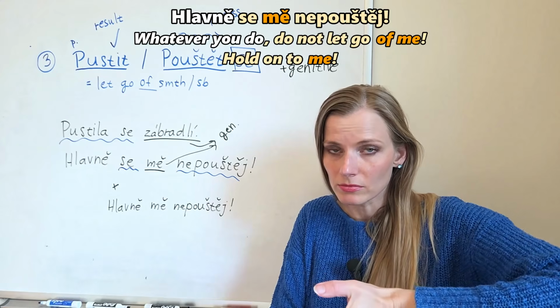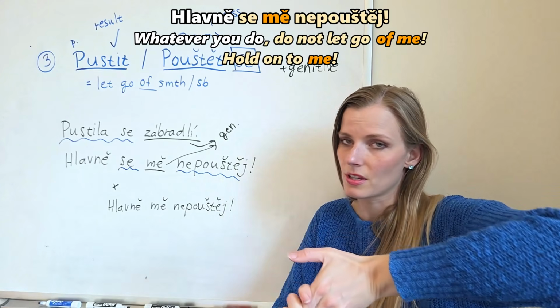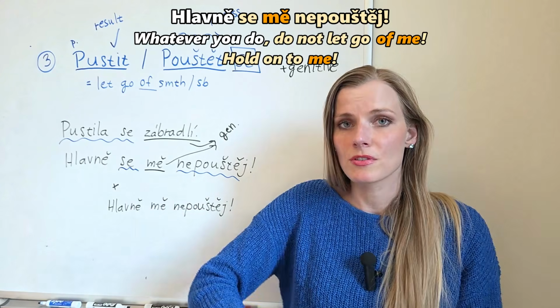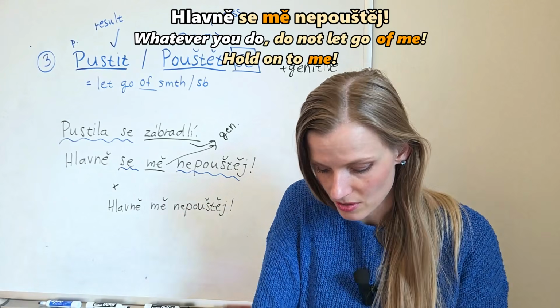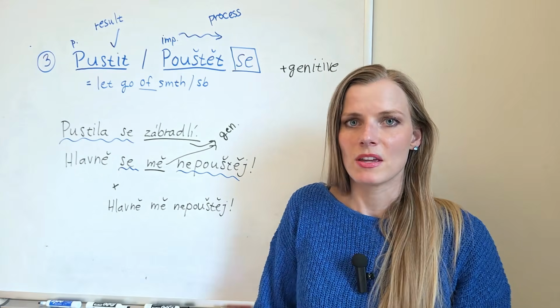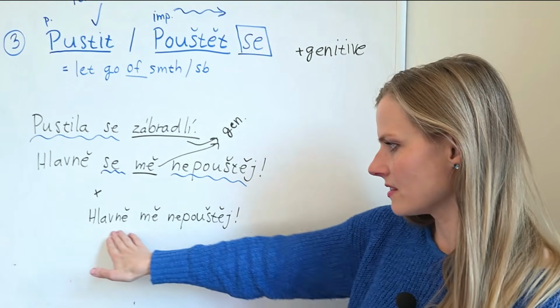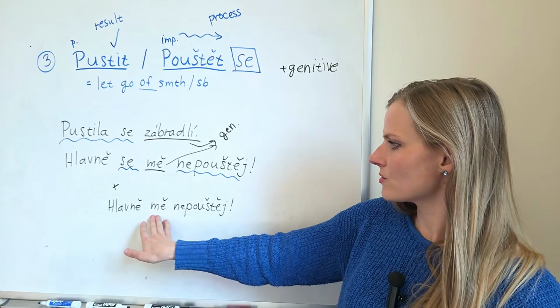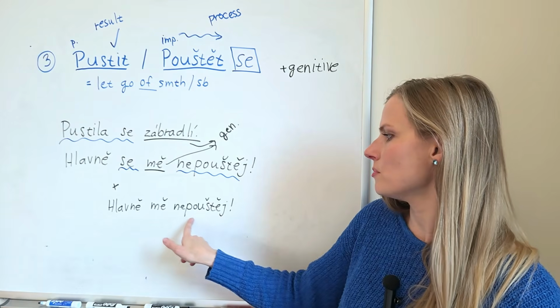So there are two people. One is holding on to the other, I don't know, hanging from a cliff. And the person that is on top says to the person to the bottom, hlavně se mě nepouštěj. Do not let go of me. Hold on to me. Now, this sentence is so similar. It's from part 1. Hlavně mě nepouštěj.